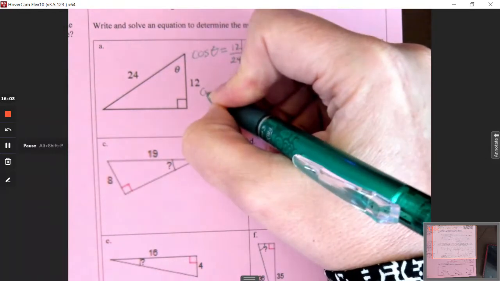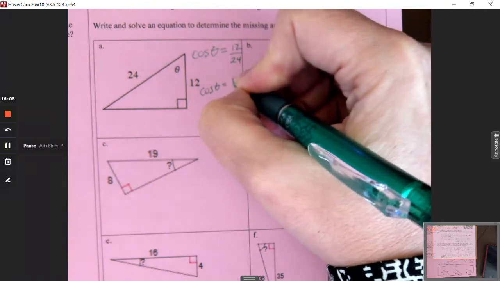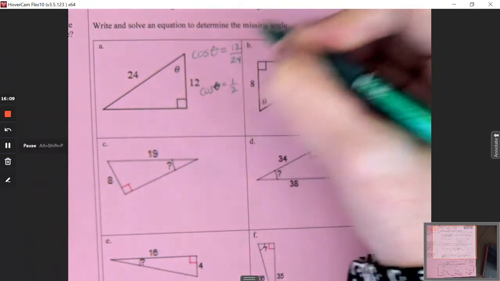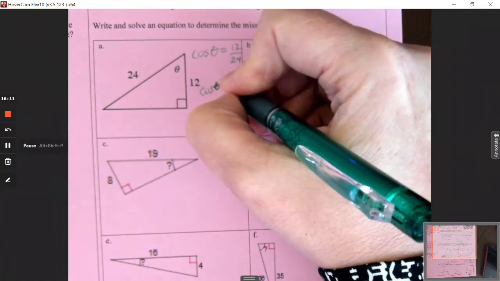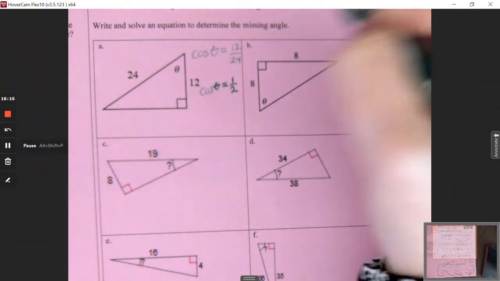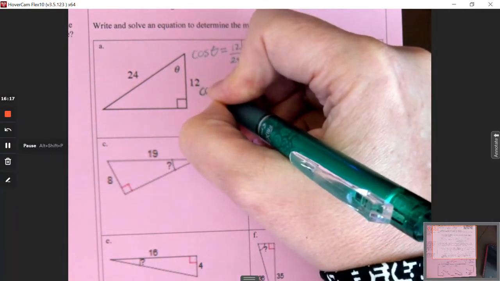Let's check and make sure the calculator bears me out there. I just did that. You think I would remember from 5 seconds ago. Cosine inverse of 1/2 is 60. So that's 60. Next problem.